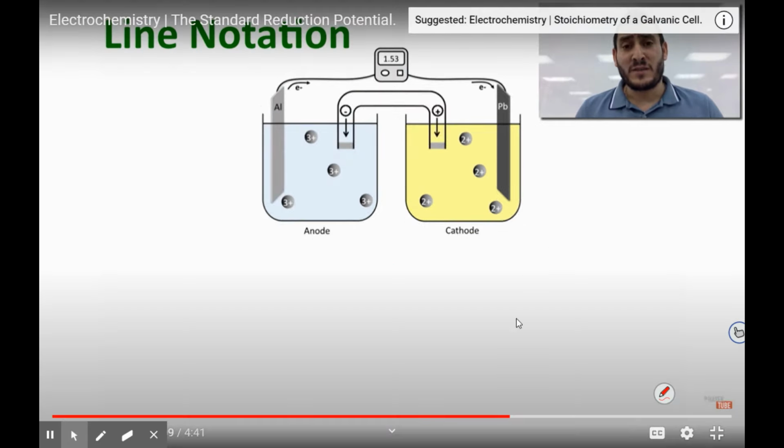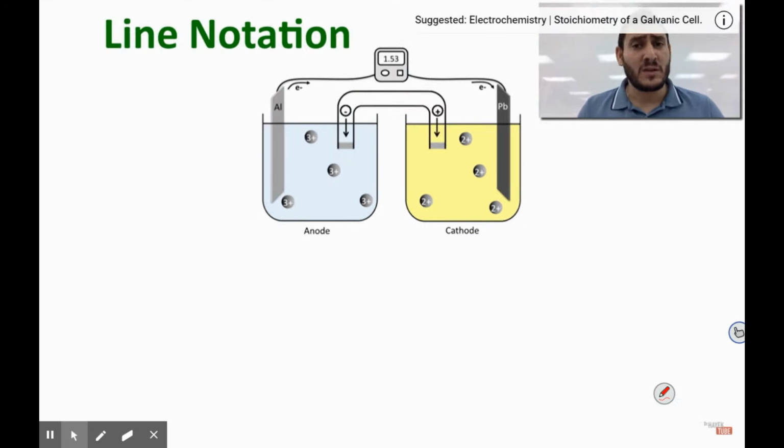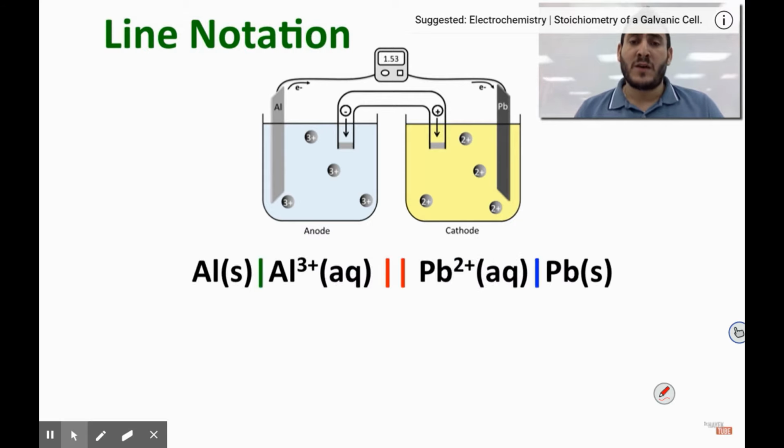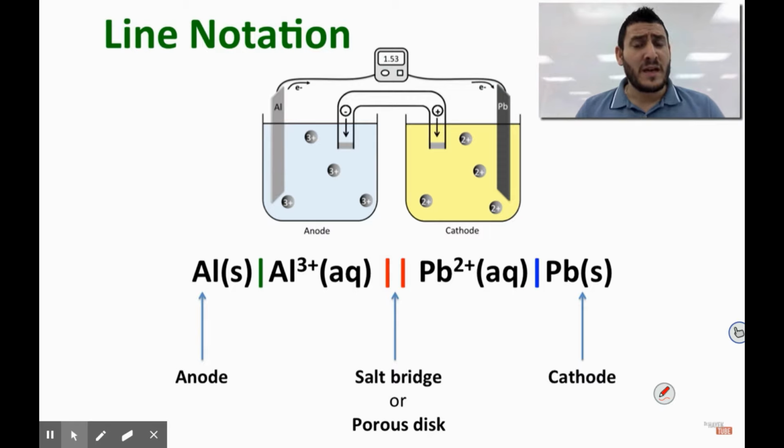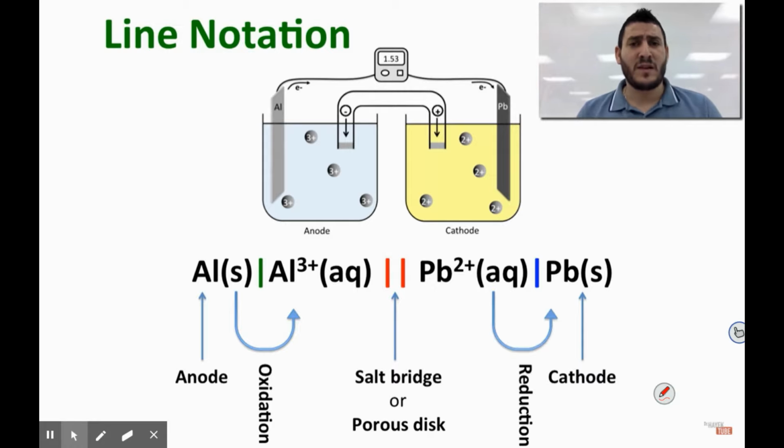Once a galvanic cell is built, we can describe it using what is called line notation. In line notation, we start by writing the anode to the far left, the cathode to the far right, and then two lines in the middle that represent the salt bridge or the porous disk. Between the electrodes and the solution, we put a line. Since aluminum is getting oxidized into aluminum 3+, we put a line between aluminum and aluminum 3+, and lead 2+ is getting reduced to lead solid, and there is a line between these two.